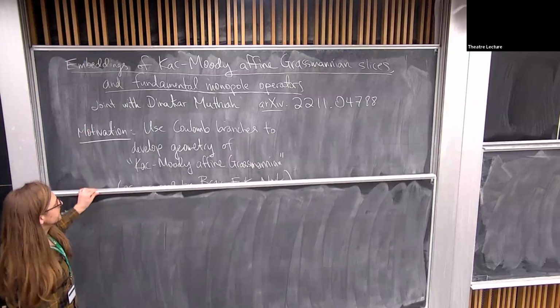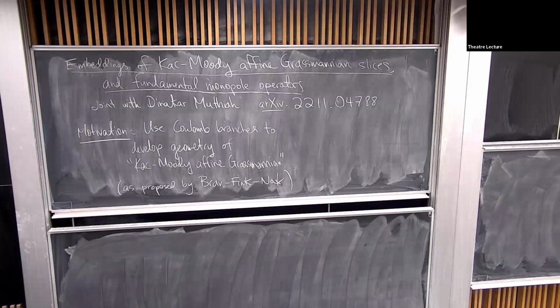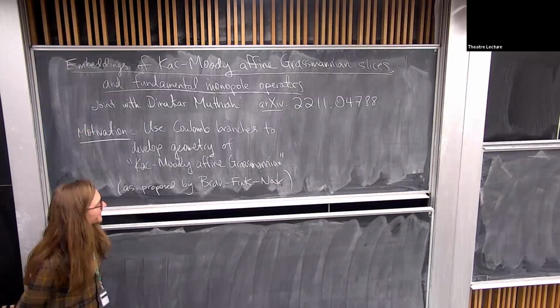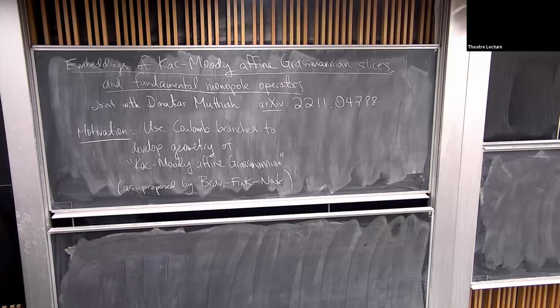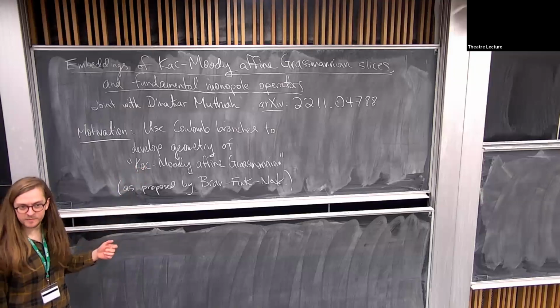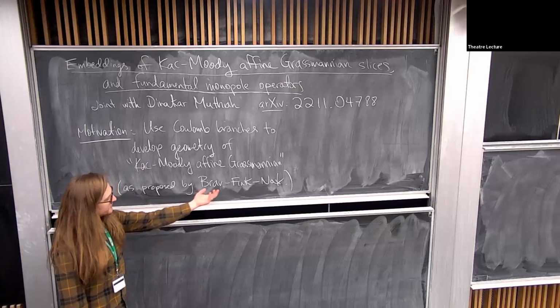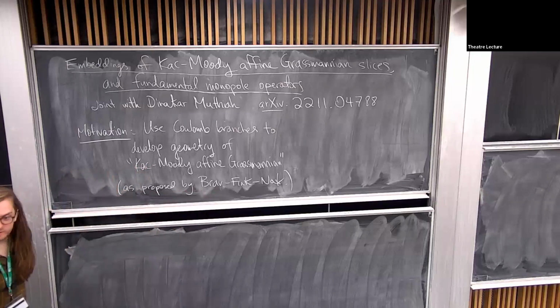The motivation here is coming from Coulomb branches. That's the side of the conference I'm more on. But the idea is to use Coulomb branches to delve into some geometry of Kac-Moody affine Grassmannians, whatever this means. And this is following a proposal, I'd say, of Braverman, Finkelberg, and Nakajima.